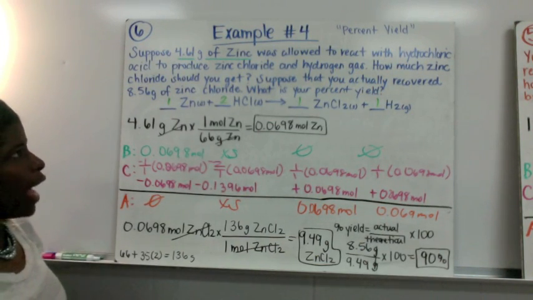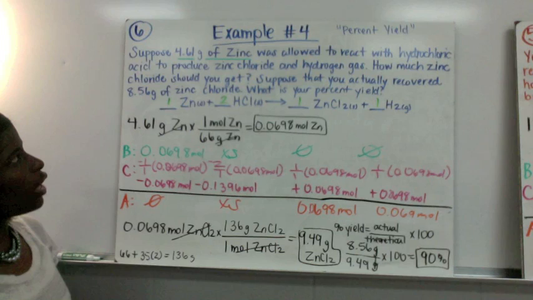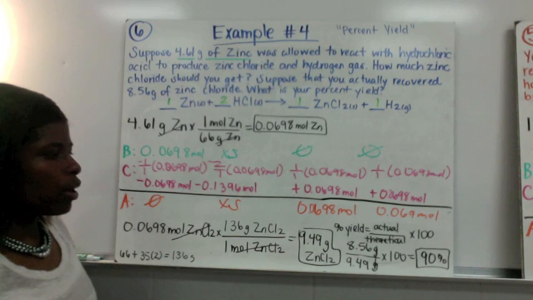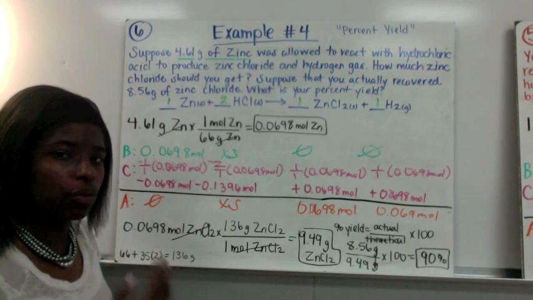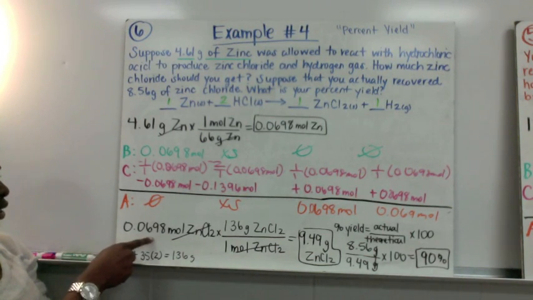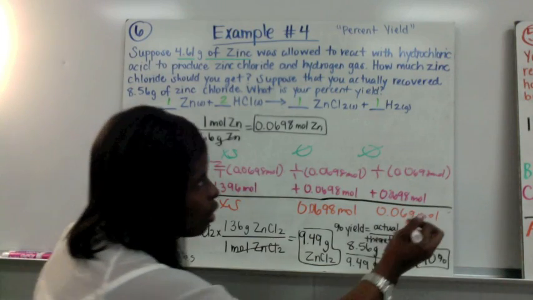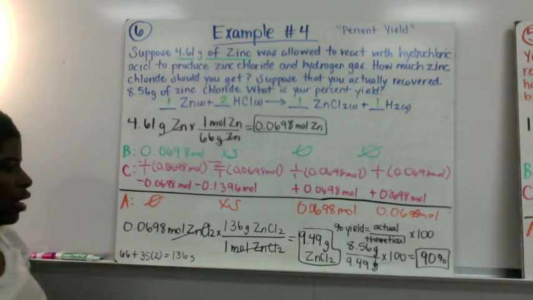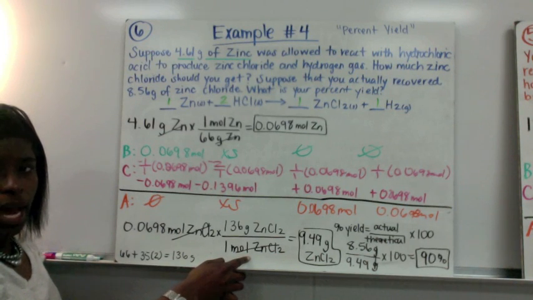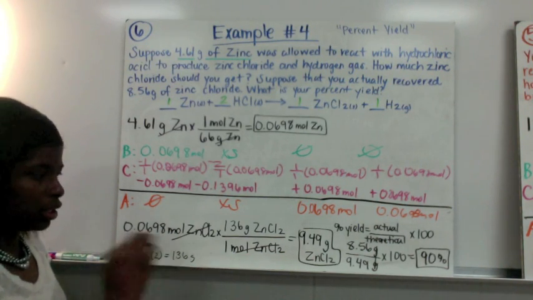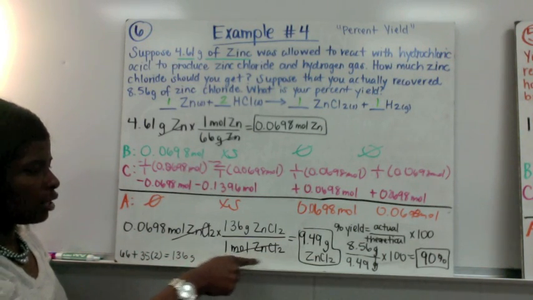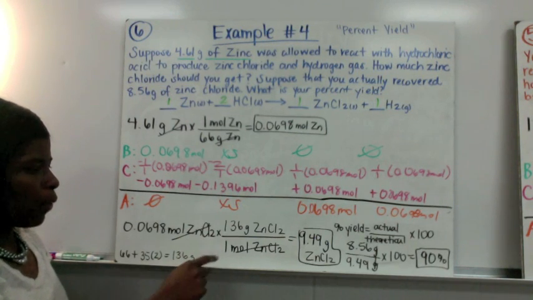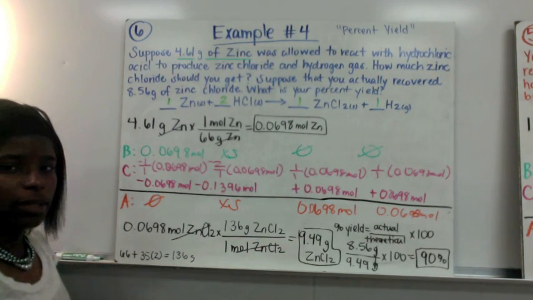So if you go back to what the problem asked you, suppose you actually recovered 8.56 grams of zinc chloride. What's your percent yield? So in order to do this, we need to go back and determine the grams now of zinc chloride. So we have to do the mole to grams conversion. So 0.0698 moles of zinc chloride, which is what we got on this side over here. So that's going to be divided by the amount of moles, which to just get rid of moles is 1. Moles of zinc chloride are going to cancel. That's going to be multiplied by 136 divided by 1. You get 9.49 grams of zinc chloride.